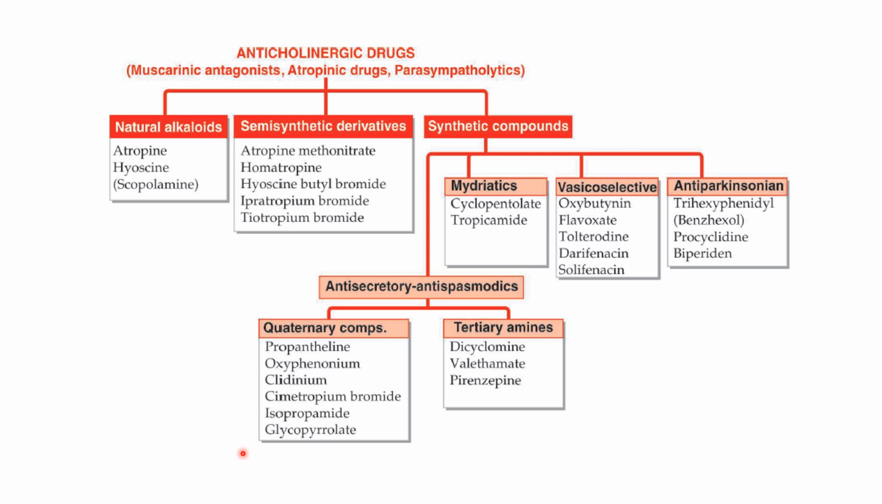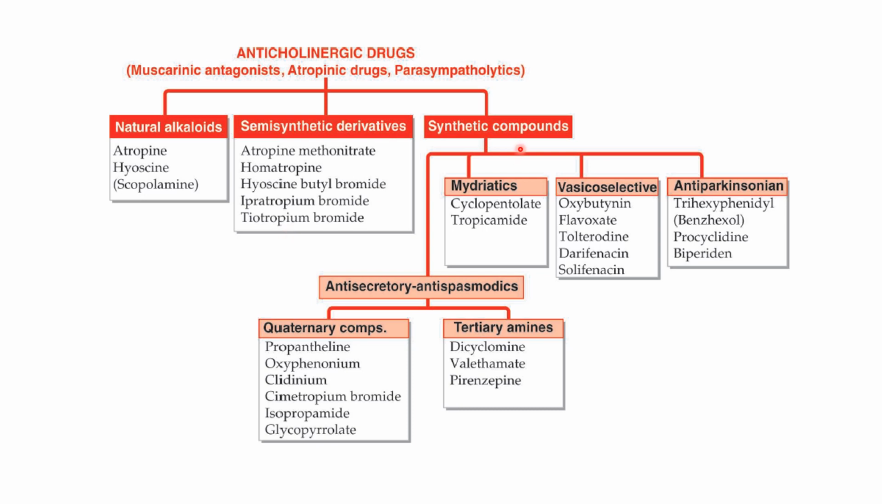This is an overview of the classification of anticholinergic drugs. As I said, anticholinergic drugs are also called muscarinic antagonists, atropinic drugs or parasympatholytics. These are classified into natural alkaloids, semi-synthetic derivatives and synthetic compounds. Among natural alkaloids, we have two compounds, atropine and hyoscine, otherwise called scopolamine. Among semi-synthetic derivatives, we have atropine methonitrate, homatropine, hyoscine butyl bromide, ipratropium bromide and tiotropium bromide.